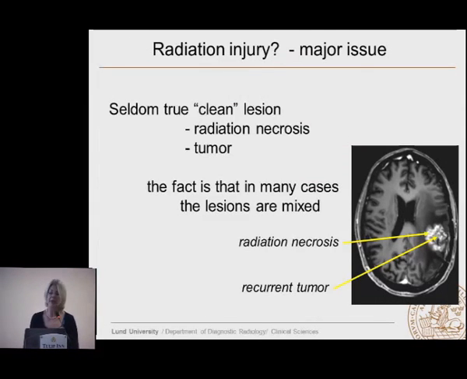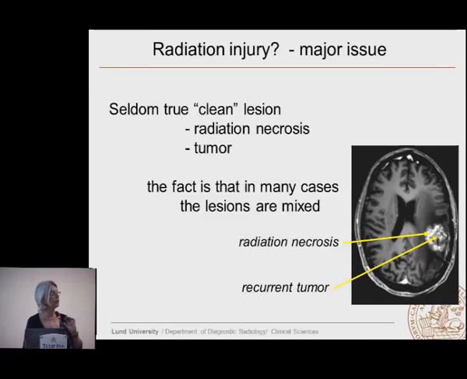So the problem with radiation injury, though, the major issue is that it's very seldom purely a true clean lesion. You would have areas with tumor and areas with radiation necrosis, and that's what makes it so difficult. This is one of my cases that I was so proud when I initially did, because I was saying, oh, this is radiation necrosis.